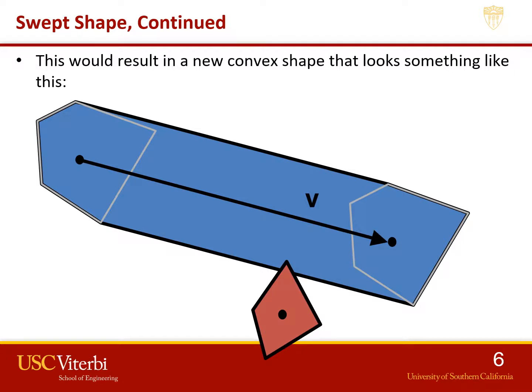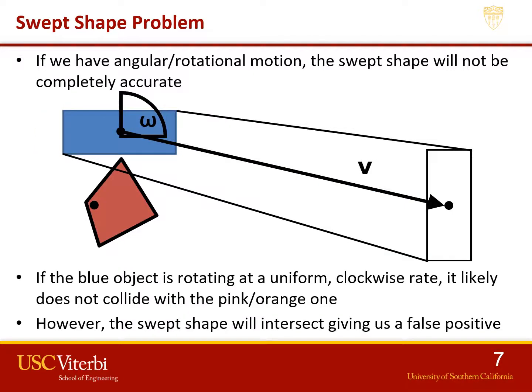Okay, so here I just have the blue shape fully swept, and we can see, I think clearly, that it is supposed to intersect with that red shape. But there are a few problems because we've made some assumptions here. First assumption we made was that the thing moved linearly. And what if it was rotating, right?